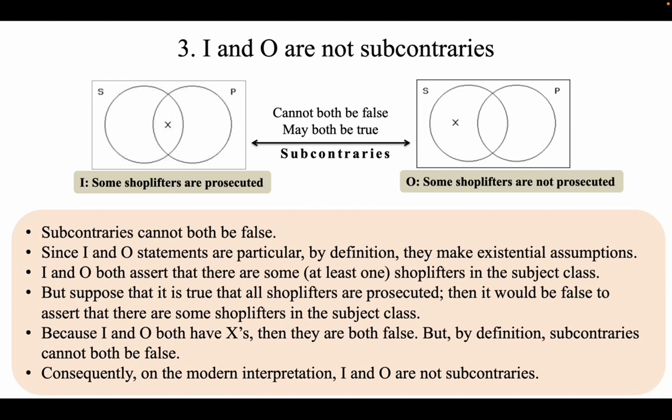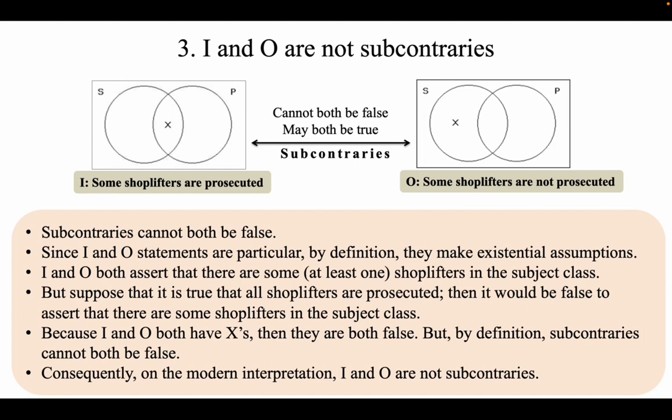And by the same token, I and O are no longer subcontraries. Remember that subcontraries cannot both be false. Okay? But because I and O statements are particular, by definition, they make an existential assumption.